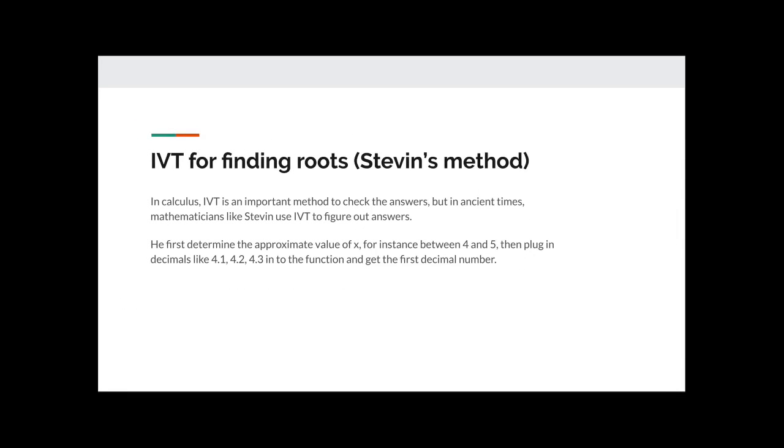In calculus, IVT, the intermediate value theorem, is a very important method to check the answers. But in ancient times, mathematicians like Stevin used IVT to figure out the answers of some square problems. So he first determined the approximate value of x. For instance, x is between number 4 and 5. Then we plug in decimals like 4.1, 4.2, 4.3 into the function and get the first decimal number. And then we repeat it again for the hundredth and thousandth value.